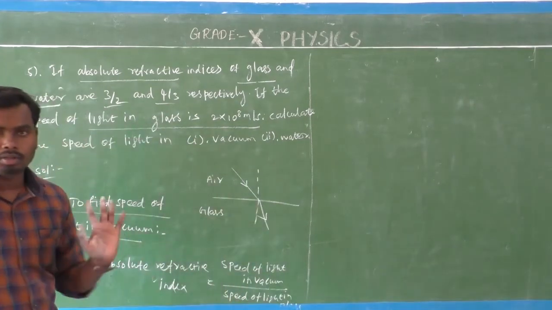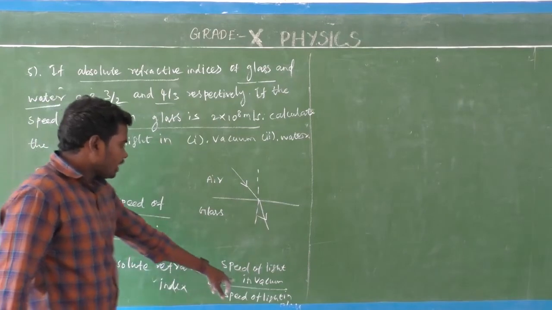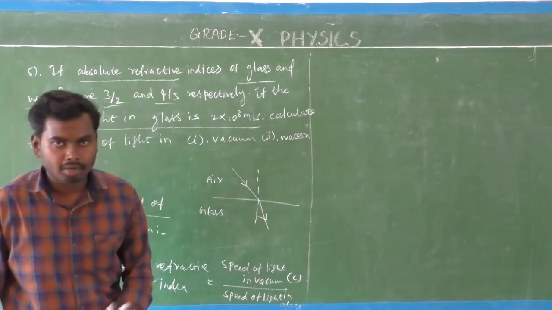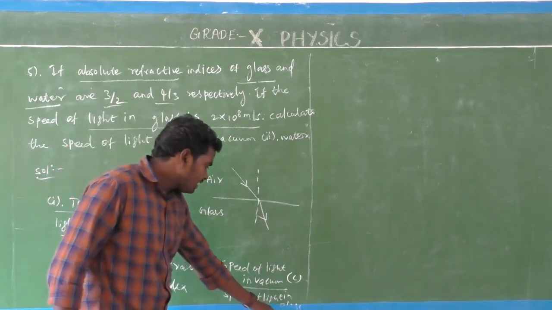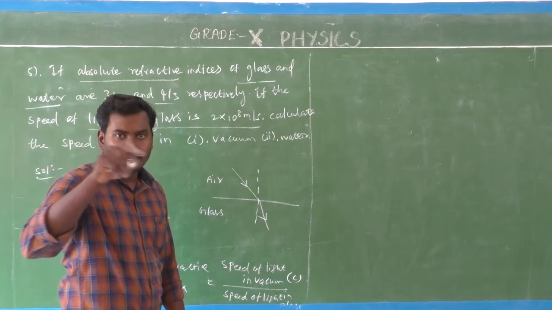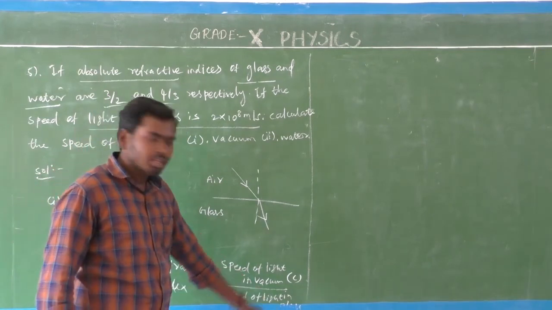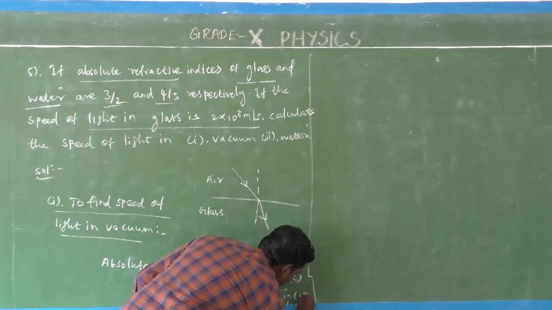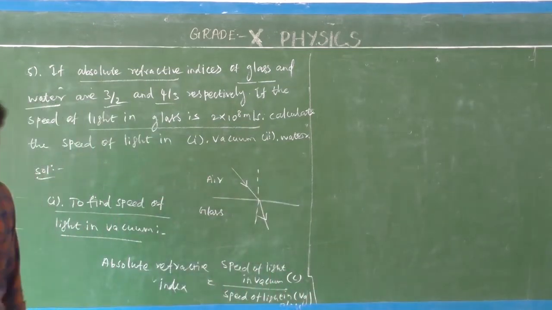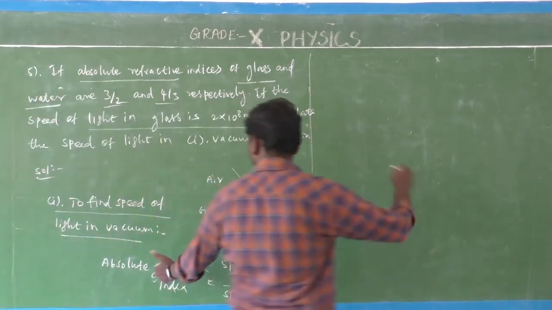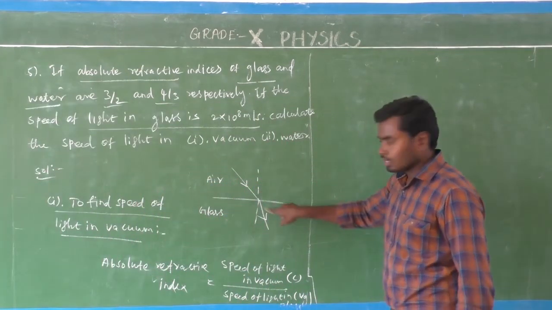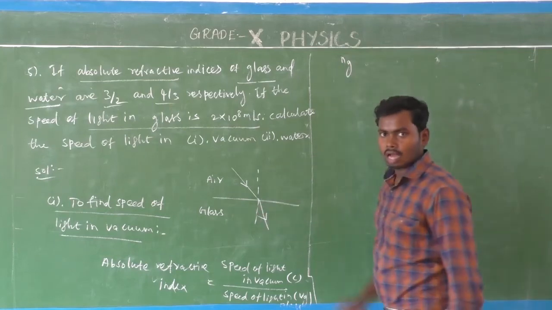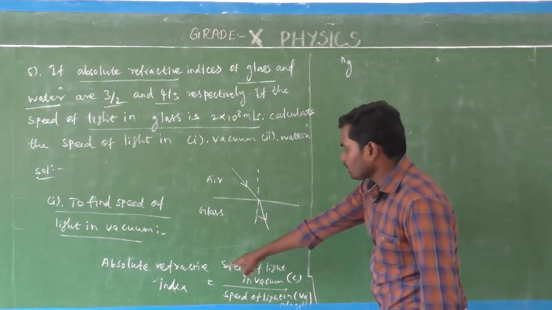Very simple, isn't it? Here the speed of light in vacuum is denoted by c. That is common, there is no change. The speed of light in glass is denoted by v, and here the medium is glass, so vg. So here, absolute refractive index: which medium bends light? The glass medium bends light. So the refractive index of glass with respect to air.